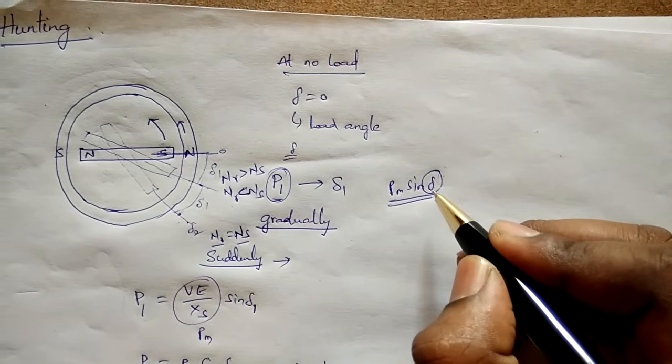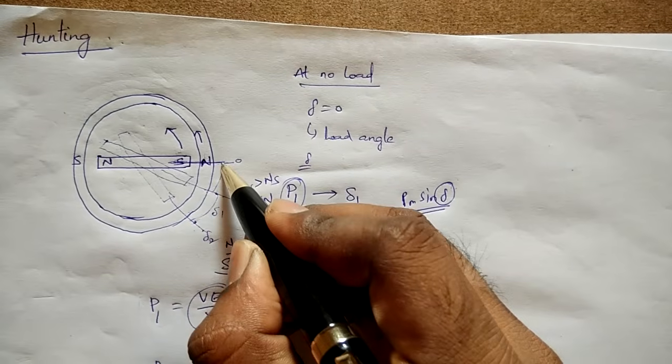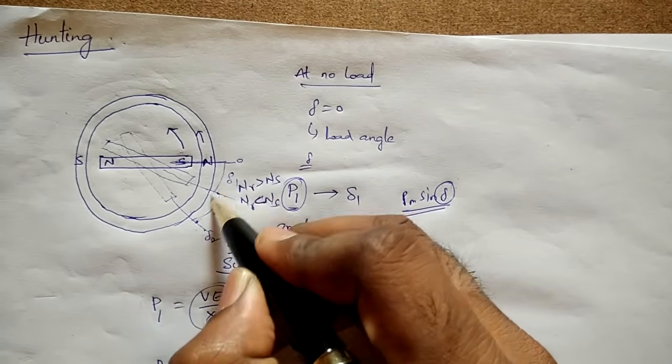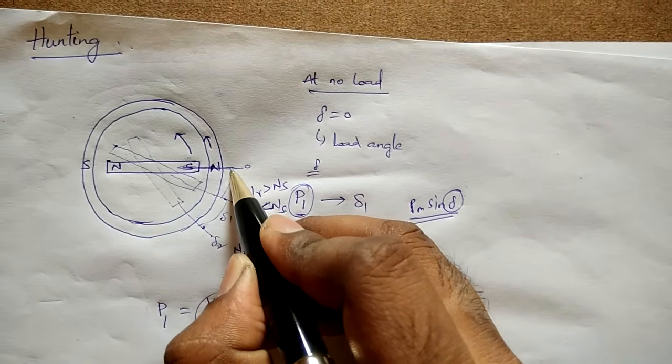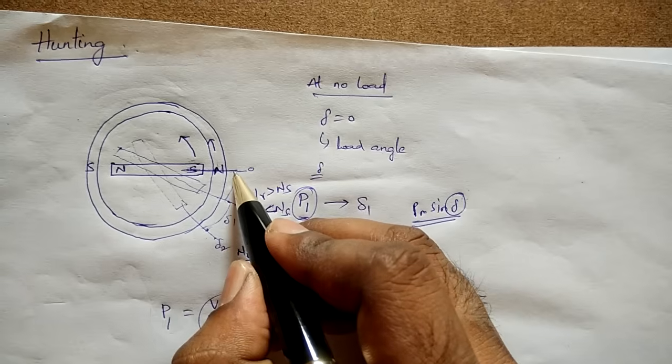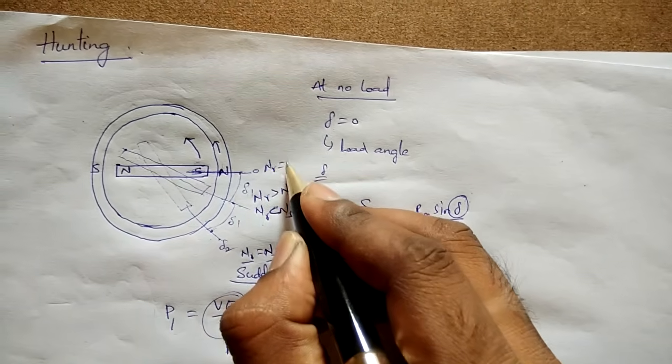That means delta should be decreased. So it will move like this, and then delta will decrease. So at this position, at 0 position, again Nr is equal to Ns.